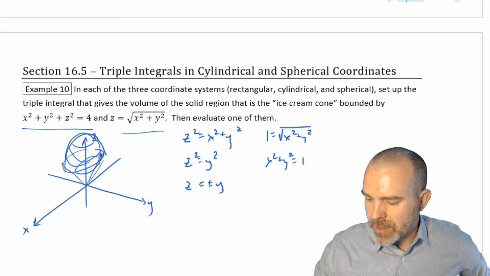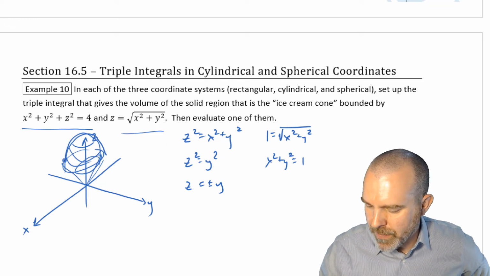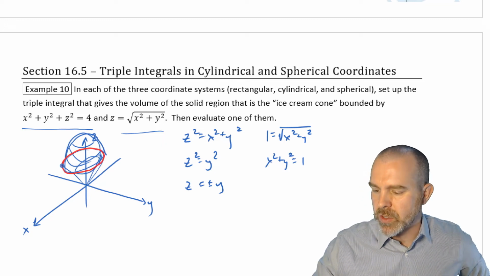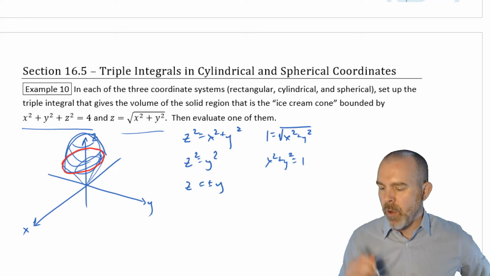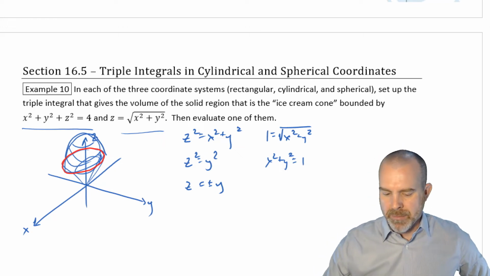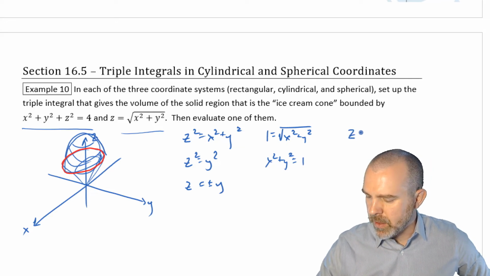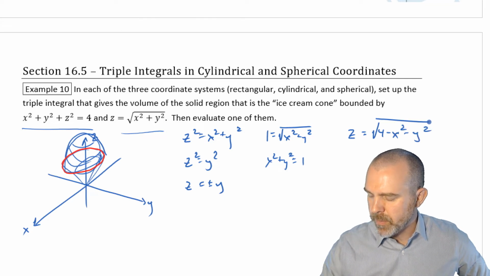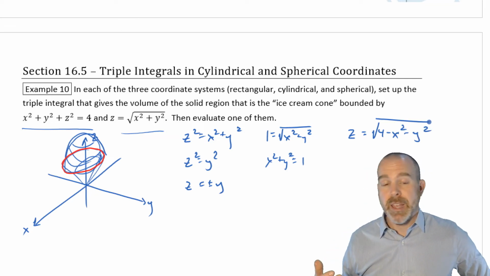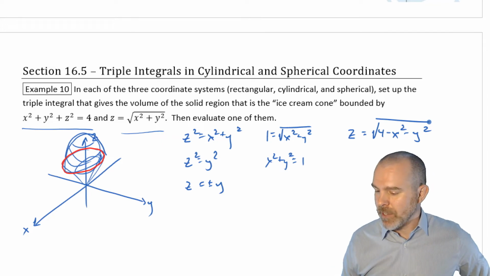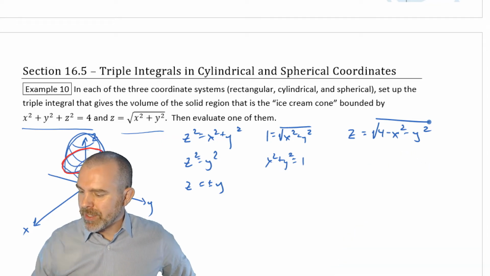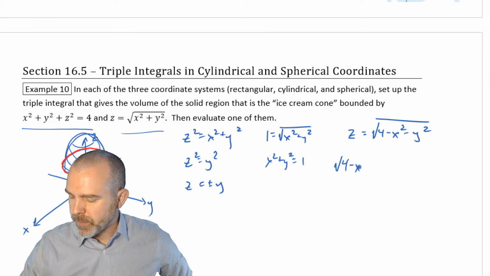So looks like, just like in previous ones, we need to figure out where these intersect. I guess we'll have to solve for z in the sphere. So that'd be square root of 4 minus x squared minus y squared. And actually, I keep saying hemisphere, but it's the sphere, the ice cream part of it. And then we'll set that equal to the other one, square root of x squared plus y squared.